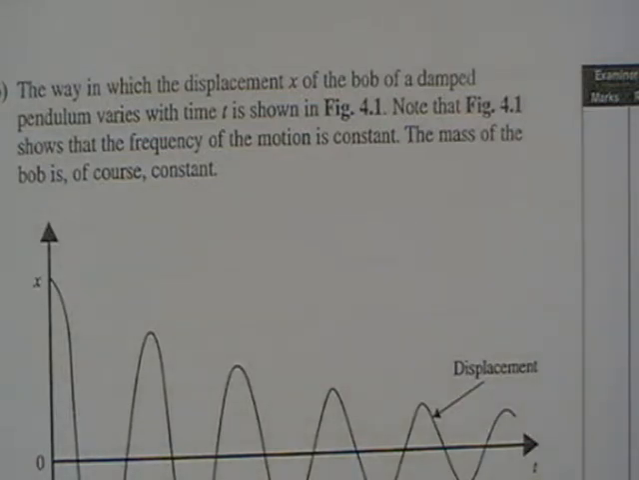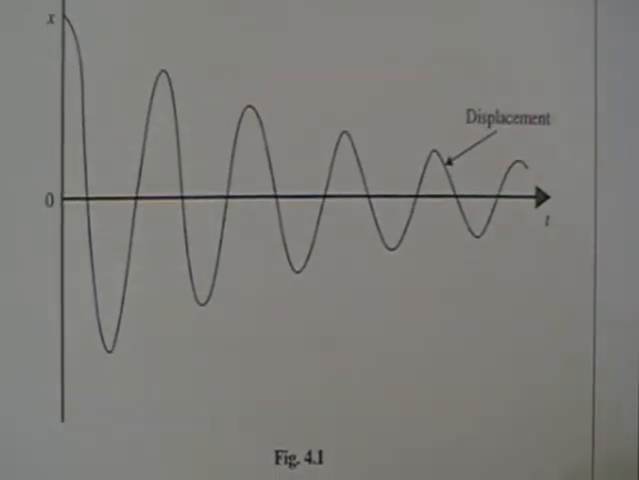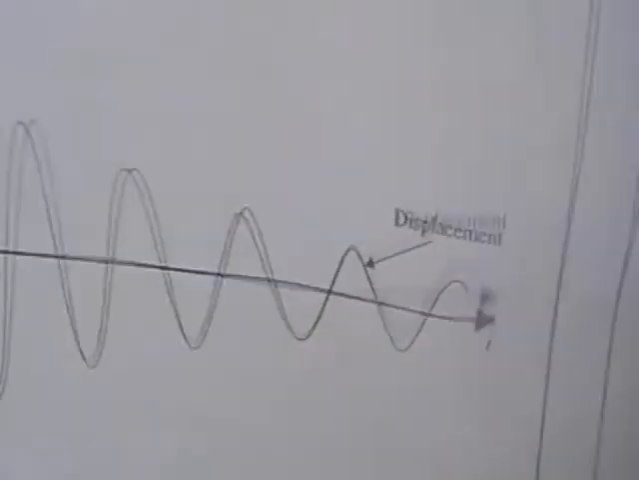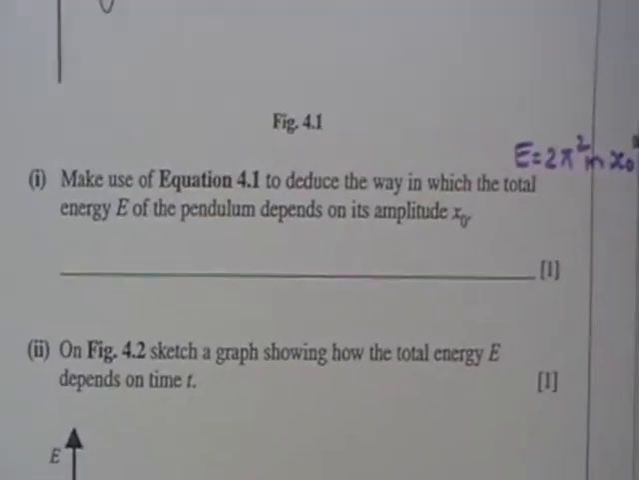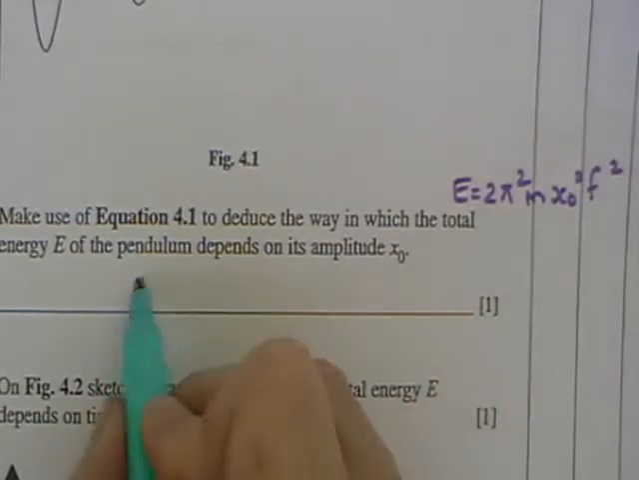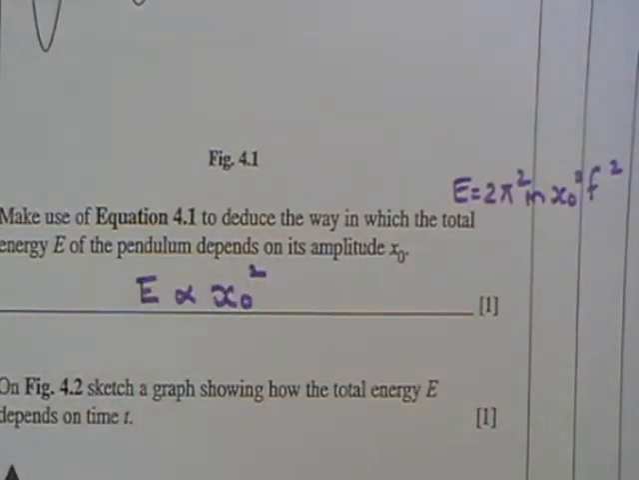Make use of equation 4.1, and I'll just write it down again here. E is equal to 2 pi squared m x naught squared f squared. Make use to deduce the way in which the total energy of the pendulum depends on its amplitude x naught. So if you look at the equation, there's the total energy and there's the amplitude. So E is proportional to x naught squared.